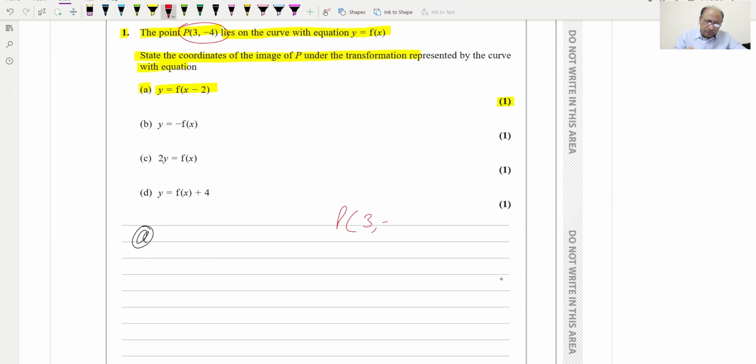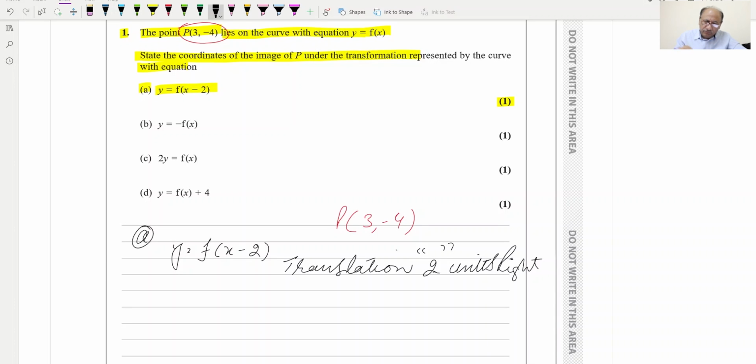P point is 3 and -4. So new coordinates we have to provide. Y is equal to f of x minus 2. This will be a translation 2 units right, because this is inside and this is minus. So translation 2 units right.